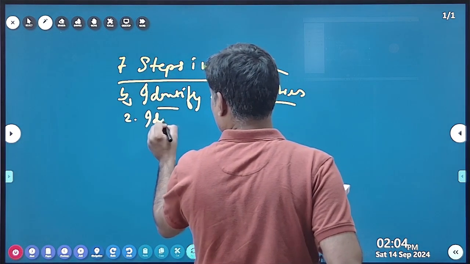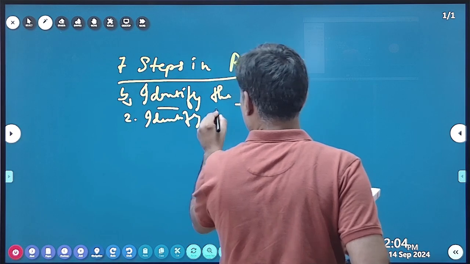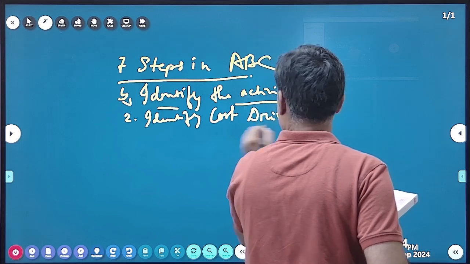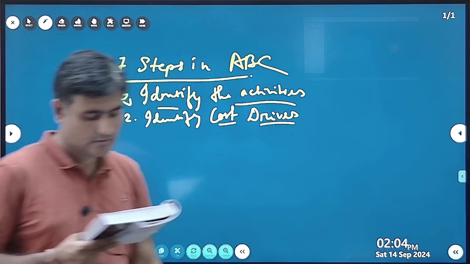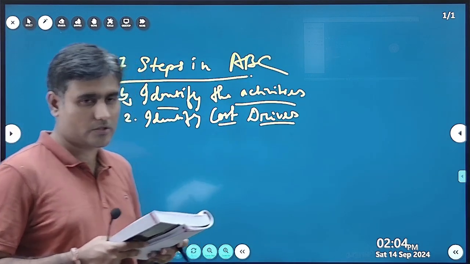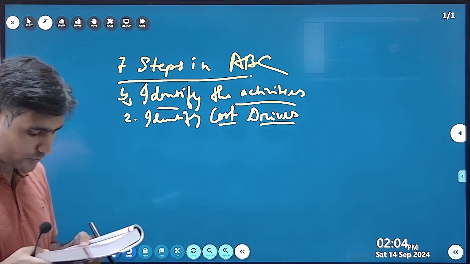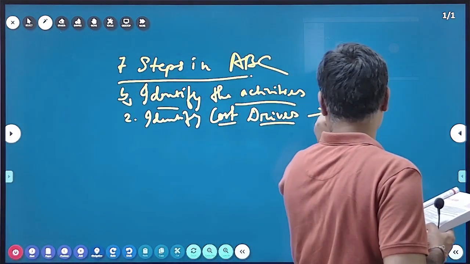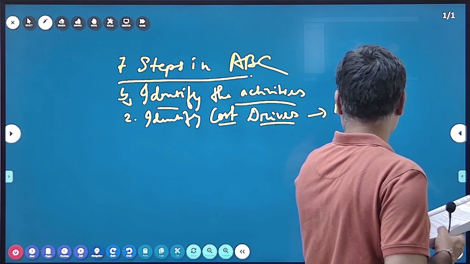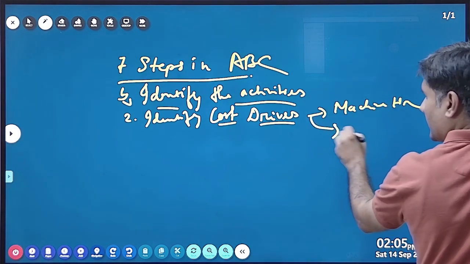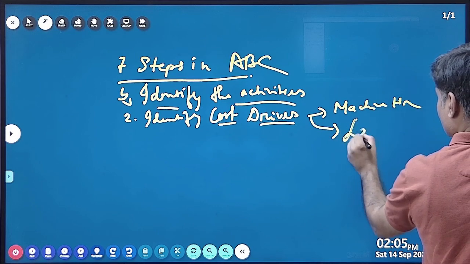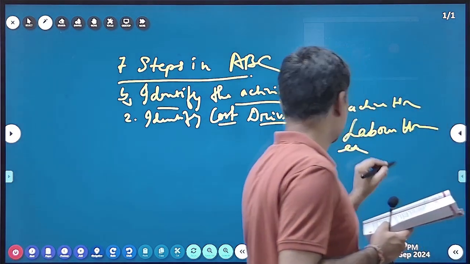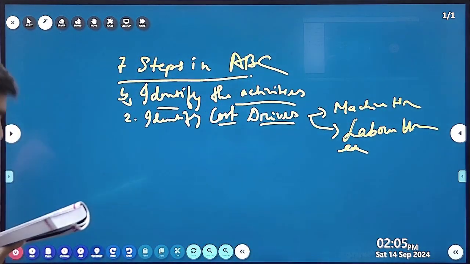To determine what causes the cost of each activity, the cost drivers, we will identify what? Identify cost drivers. Cost drivers means what are the causes of cost. Cost drivers may be machine hours, labor hours, etc. So the next step is to identify the cost drivers.